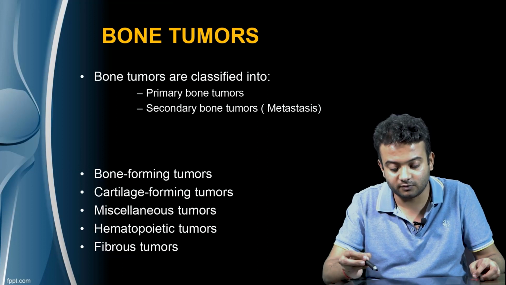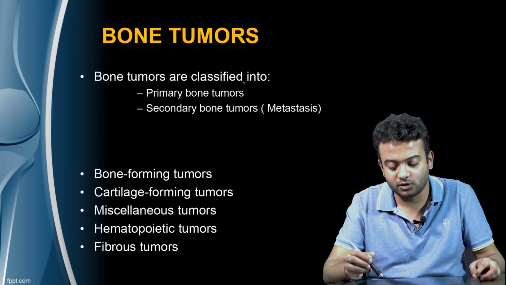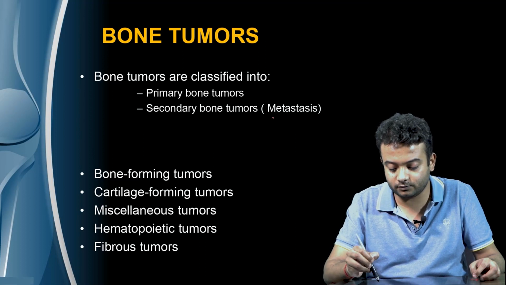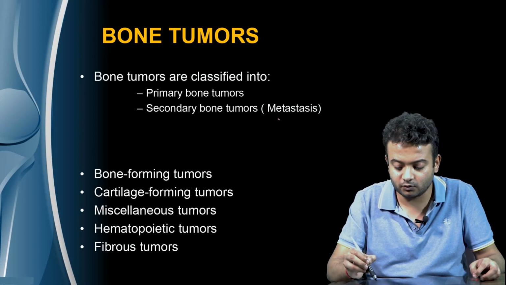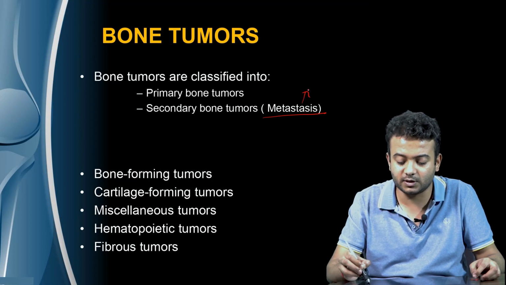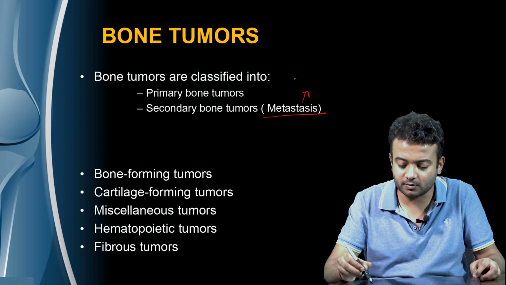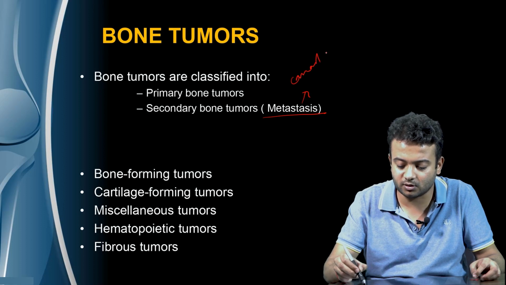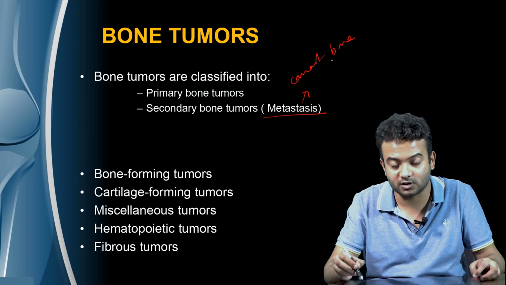And now we talk about the bone tumors. Usually these are classified as primary and secondary bone tumors. Frequently asked in the MCQs is which is the commonest bone tumor. If they just ask about the commonest bone tumor, then the most common bone tumor is always the metastasis, or the secondary bone tumor.